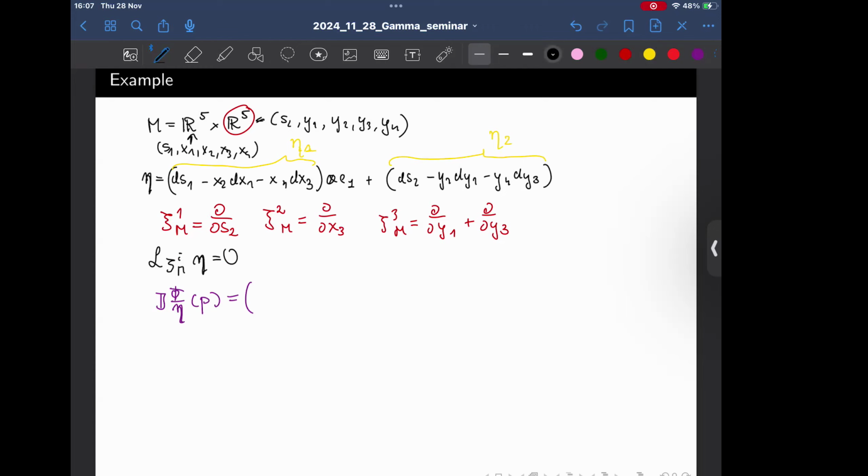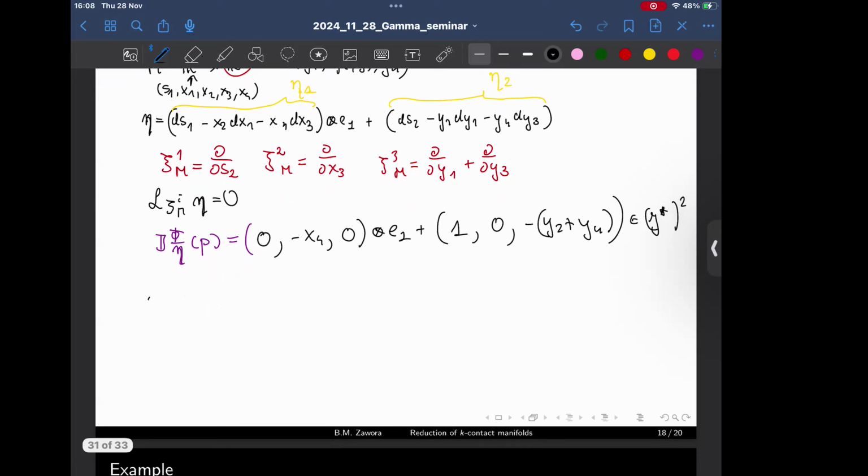Xi1m with eta1, which is 0. Then we get that xi2 with eta1 is minus x4, and xi3 with eta1 is 0, plus xi1 with eta2 is 1, xi2 with xi2 is 0, and here we have minus y2 plus y4. And this is in G star 2.